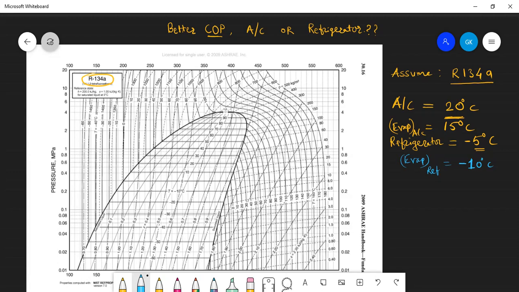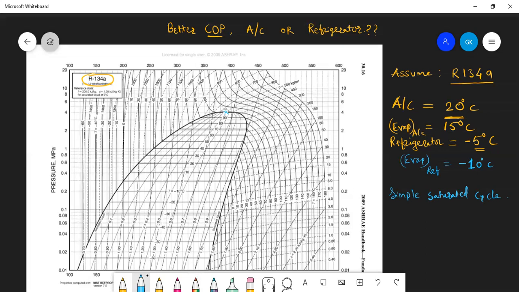Now we want to plot these temperatures on a p-h chart. This is the p-h chart of the R134A refrigerant. This is the critical point, this is the saturated liquid line, the saturated vapor line, and we assume the simple saturated cycle. What is meant by a simple saturated cycle? That after the evaporator the condition is saturated, and after the condenser the condition is saturated.